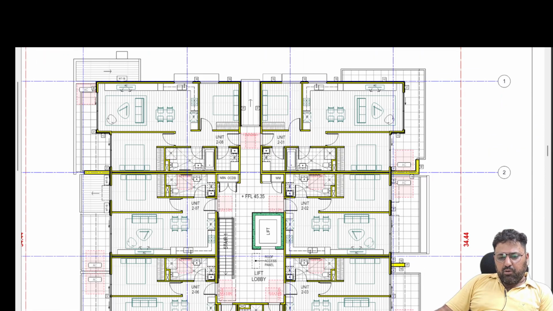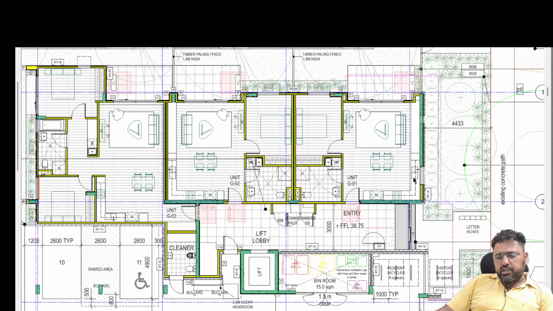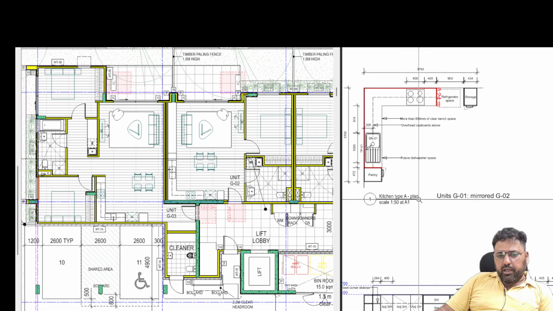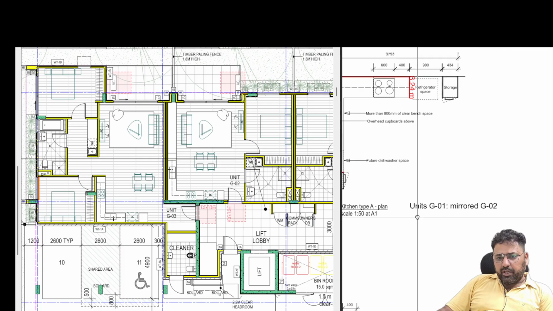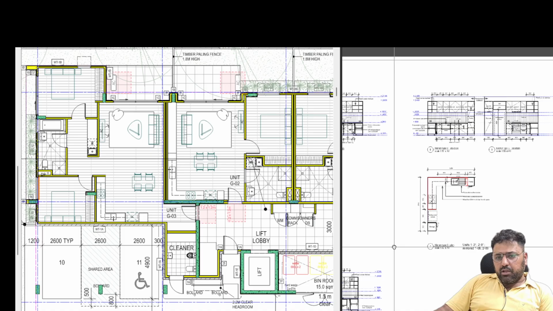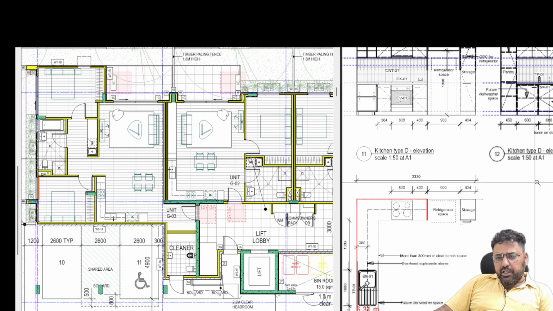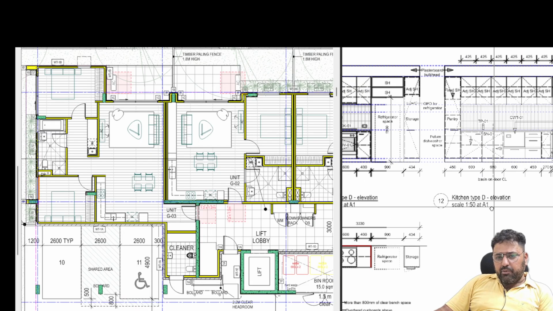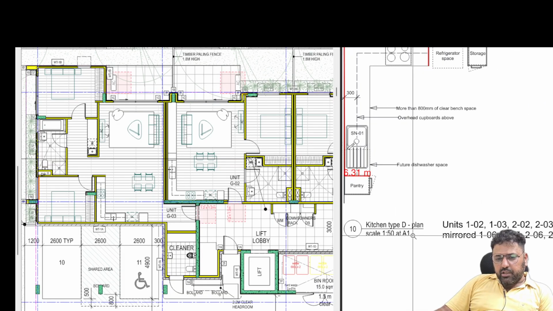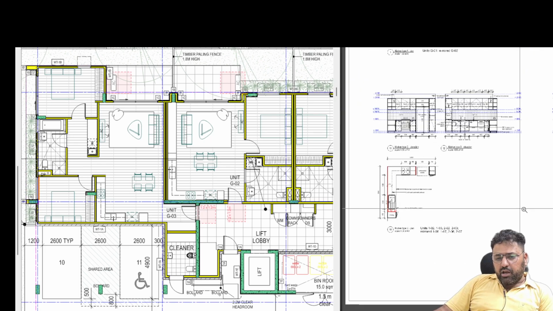Now, when they prepare these drawings, they generally create a common legend on a single page, like this one. They have mentioned the types of kitchen in the building. There is the type A kitchen plan, type B, and here is type C. Here is type D, and the kitchen type D elevations are here. Then type E, then the type D plan area, and then how it will look.